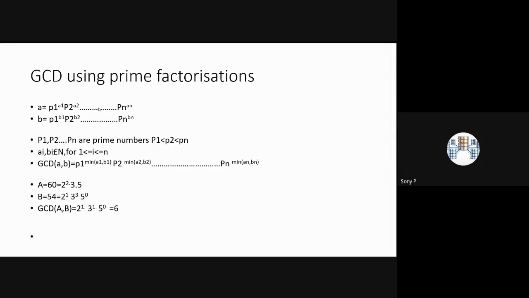So the GCD of a and b will be, in the case of LCM it is maximum, but in the case of GCD it is minimum. That is p1 raised to minimum of a1 b1, p2 raised to minimum of a2 b2, up to pn raised to minimum of an bn. So a is equal to 60, that is equal to 2 square into 3 into 5. b is equal to 54, that is equal to 2 raised to 1 into 3 cube into 5 raised to 0. So GCD of a and b is equal to 2 raised to minimum, that is 1, 3 raised to 1 and 5 raised to 0. So the GCD will be 6.